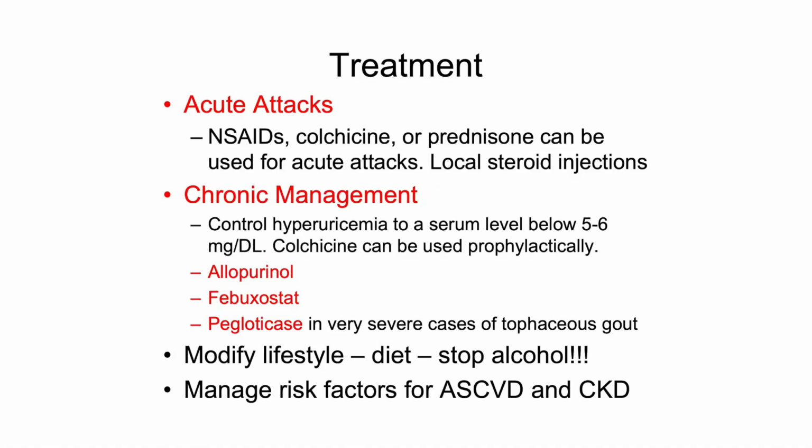So the treatment for gout includes the anti-inflammatories, a drug called colchicine. Occasionally we give prednisone or a local steroid injection. And then you have to treat the elevated uric acid with various drugs to try to get it down to a normal level around 5 or 6. And the drugs that we use most commonly are allopurinol and febuxostat, pegloticase in very, very severe cases. And you modify your lifestyle, your diet, and you stop drinking alcohol. That's very helpful.